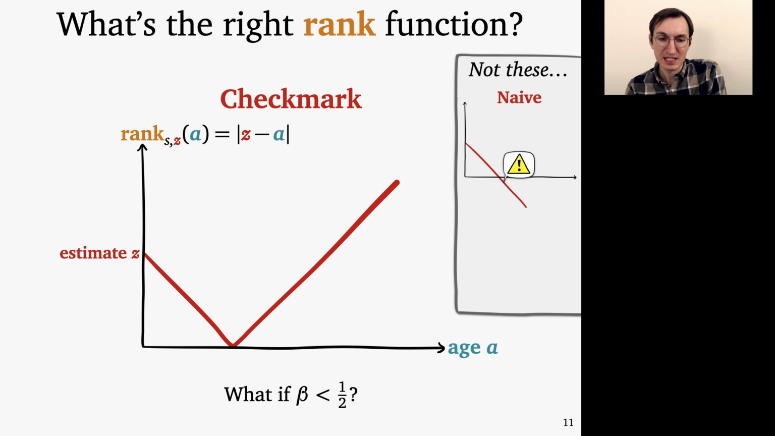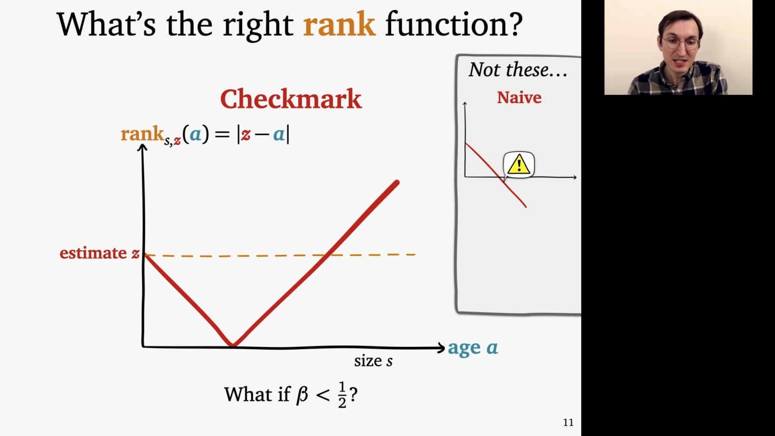Well, first let's remember what beta less than 1/2 means. That means that a job's estimated size can be less than 1/2 of its true size. So in the picture, that would look like a job's true size being all the way out here. And so let's think about what will happen for this job with this true size S and this much smaller estimated size Z over the course of its service under checkmark.